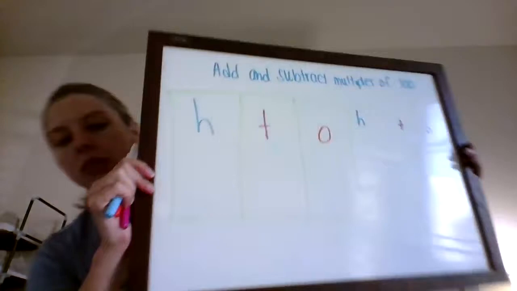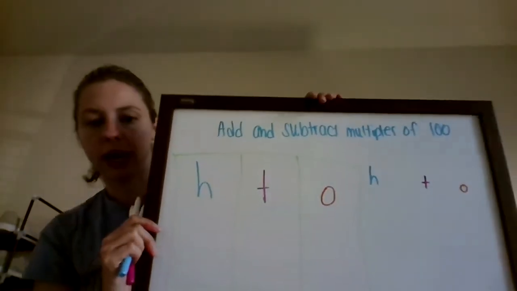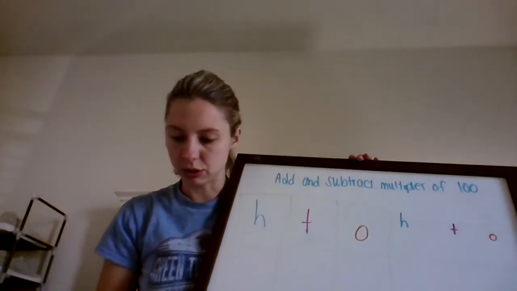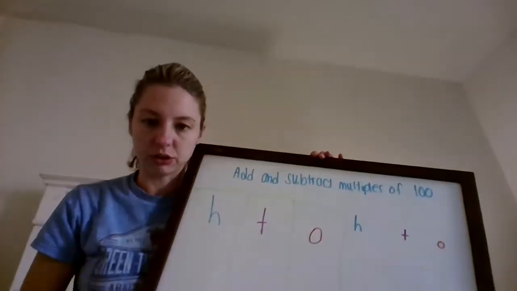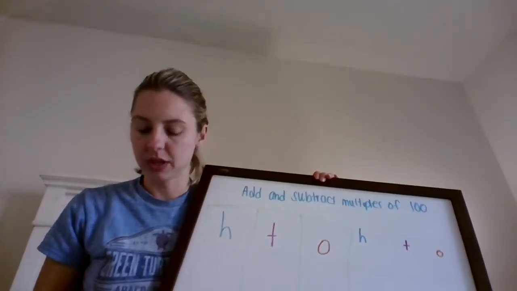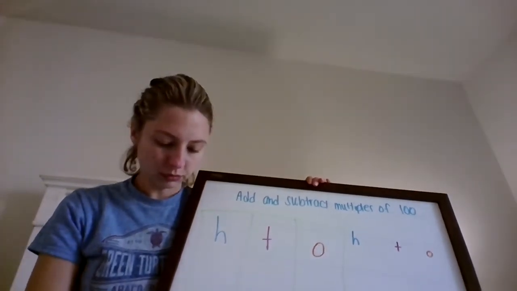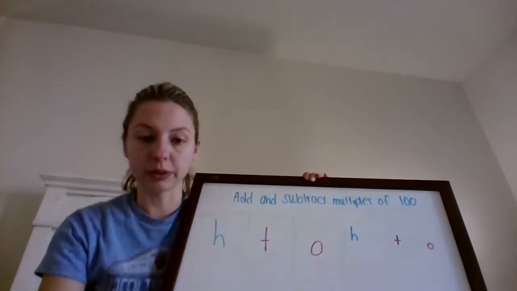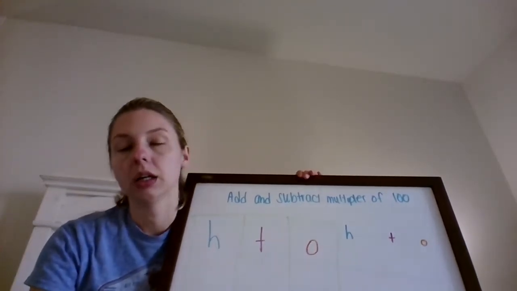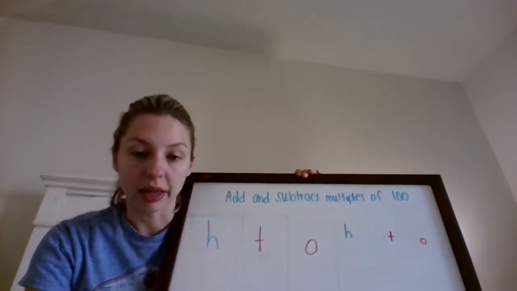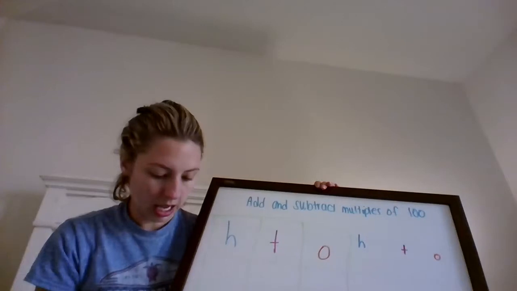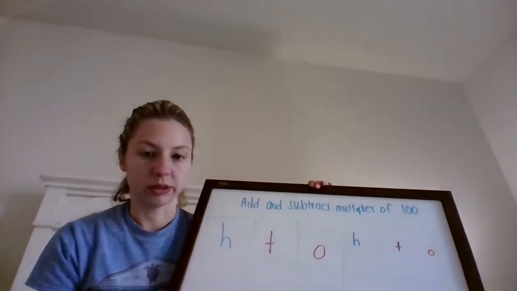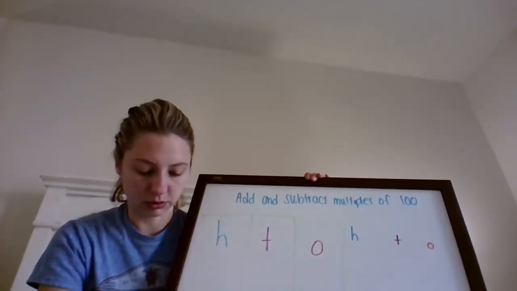So here's what we're going to do right now. I have my board all ready. And as you can see, we are going to add and subtract multiples of 100. So multiples of 100 means like 100, 200, 300, 400, 500, 600, 700, 800, 900, right? I'm going to write a number sentence on the board. Then we're going to show it two ways. One way, drawing, and one way with just the numbers. So hopefully this helps. Okay?